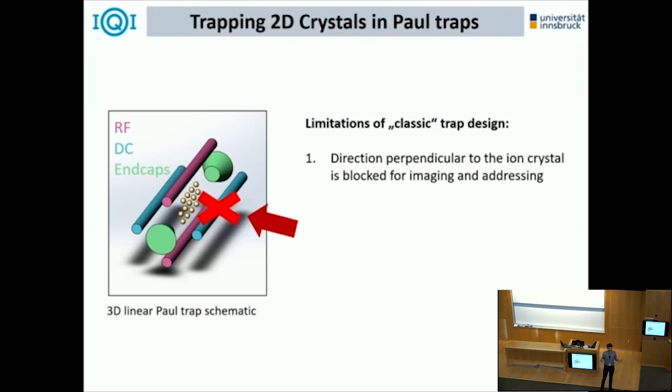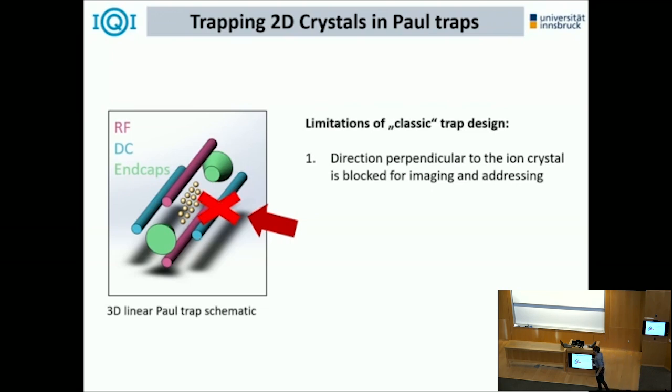So if you increase the potential on these blue electrodes, what happens is you deconfine the ions in the RF direction and you automatically get a 2D crystal. However, the problem there is that, as you can see here, the direction where we want to image or address these ions is blocked by these electrodes.